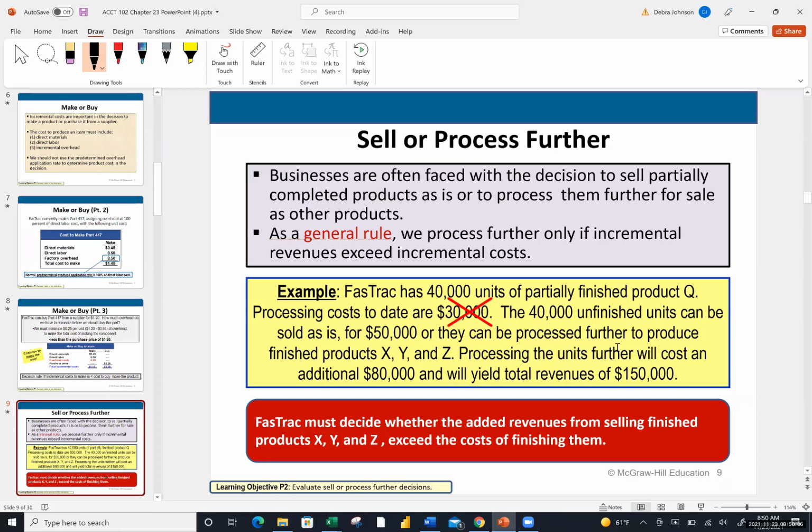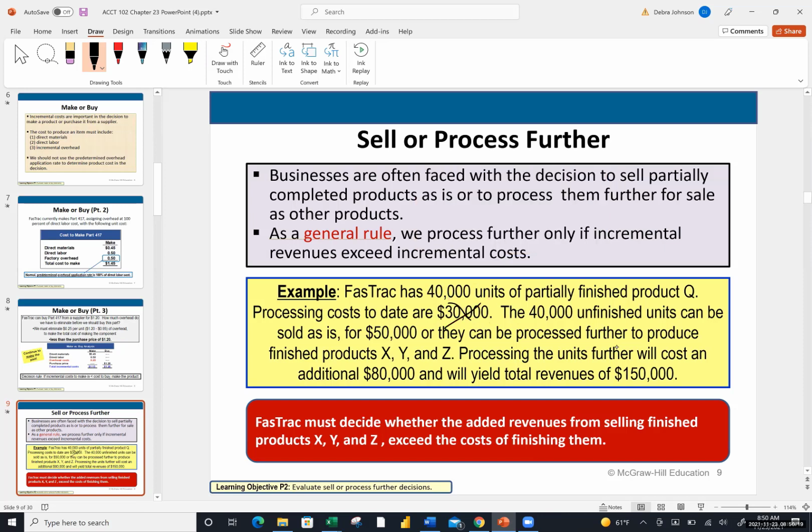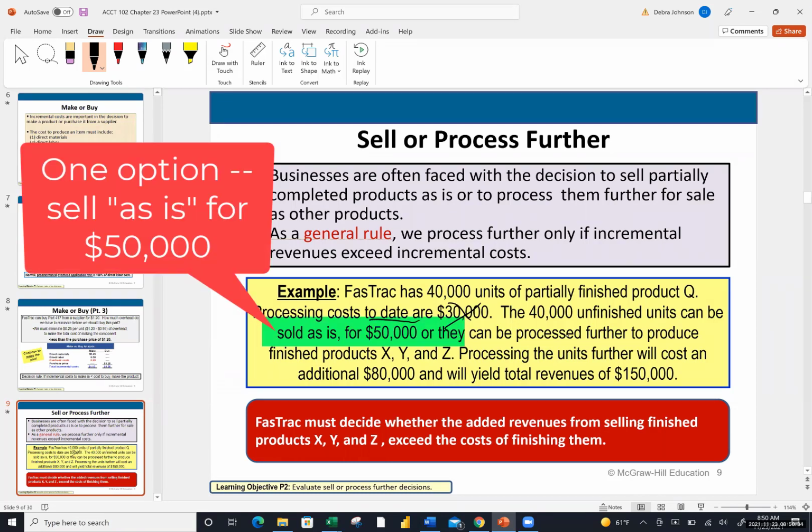Okay, now to me, that 30,000, without reading any further, sounds like a sunk cost. They've already made it. So their decision to either sell it as is or process it further should be looking at the revenues they can get from that, as opposed to the net revenues from processing it further. So let's keep reading. Those 40,000 unfinished units can be sold as is for 50. Okay, that's relevant. That's one of my choices. If I'm going to stop right now and sell it as is, I'm going to bring in 50,000.